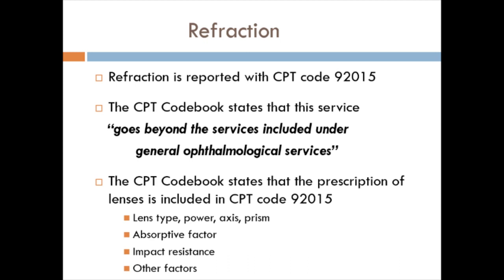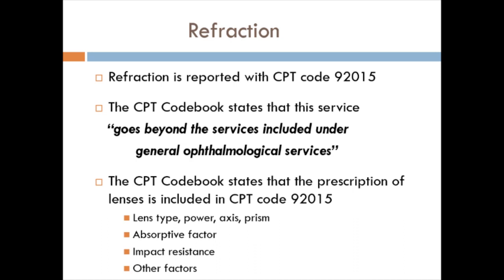So imagine that the patient comes in, they've told you what they think is wrong with them, and you start examining them. You can perform a comprehensive ophthalmological examination with an occluder and a direct ophthalmoscope. You don't need a slit lamp. You don't need a phoropter.